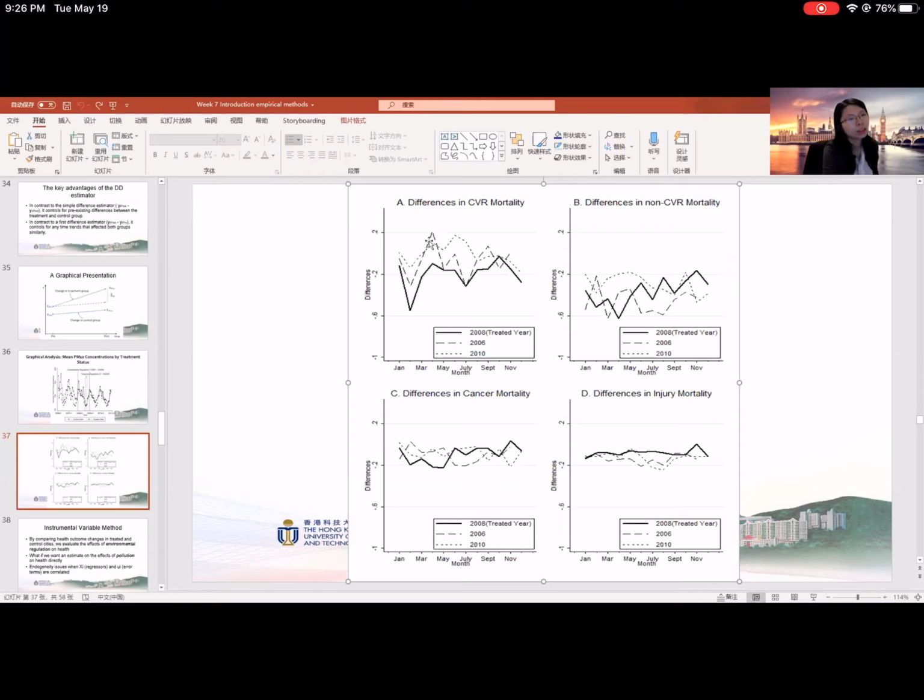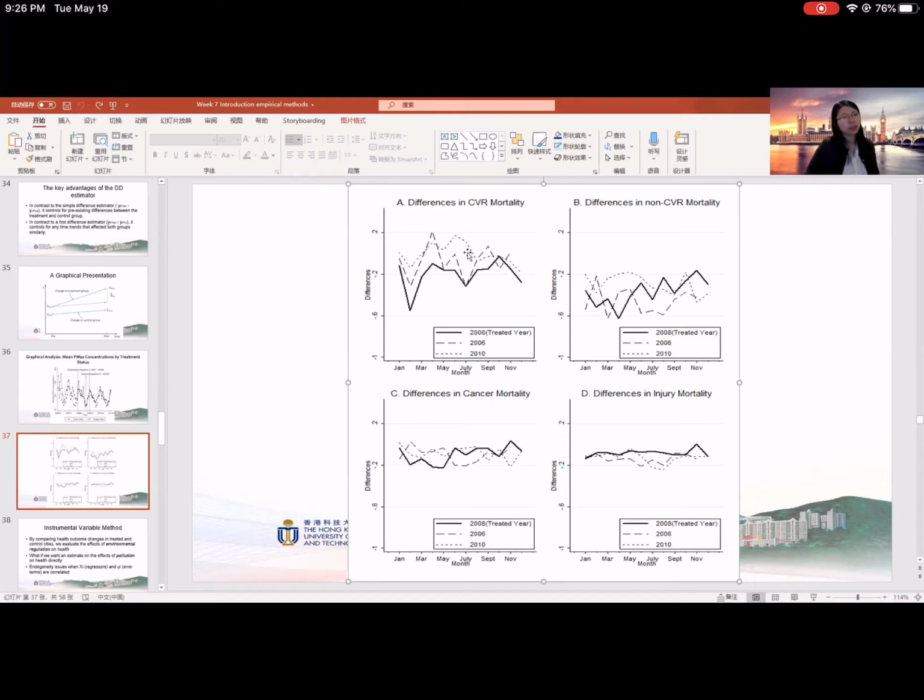So the information that you should be taking away is that in 2008, in the treated cities, most notably Beijing, CVR mortality was comparatively lower compared to the same gap in other years. In other years, Beijing residents were not less likely to die from CVR, but in 2008, compared to the same group of control cities, they were significantly less likely to die from CVR.